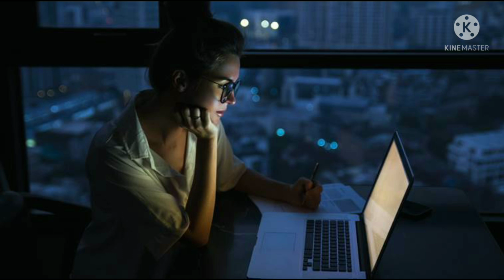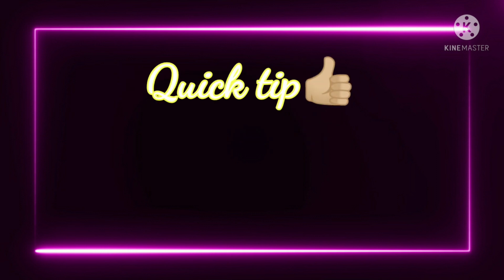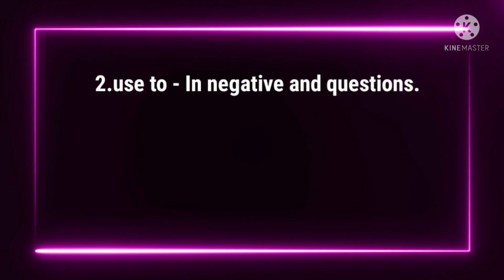Let's move further. Next one is "use to". Although we pronounce "used to" and "use to" in a similar way, there is a difference between the two. Whenever we pronounce "used to", there is a stretch, and whenever we say "use to", it's a little bit quick. So you can understand the difference between the two pronunciations. There is confusion between when to use "used to" and when to use "use to". Both have the same function, but we use "use to" in negatives and questions.